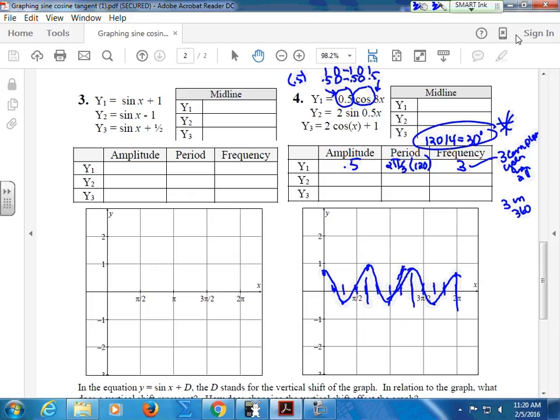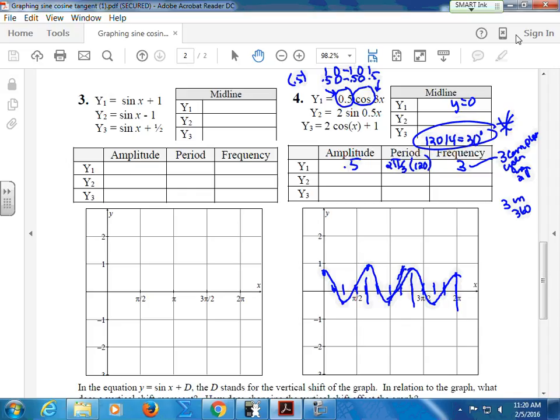Did my midline change? Nope. What causes my midline to change? A vertical shift. Otherwise, my midline is still y equals 0. Okay, so everybody's good with this?